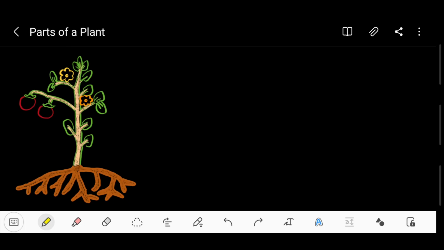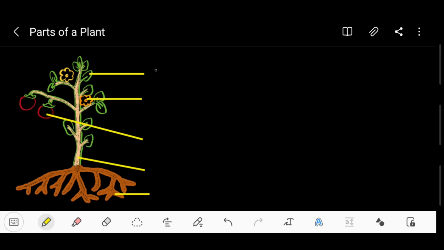So, in today's lesson, we'll be discussing parts of a plant. In this diagram, I have drawn a very generalized plant. It has all the parts that we will be discussing in this video. So, I have drawn some lines to point to the parts that we will be discussing.